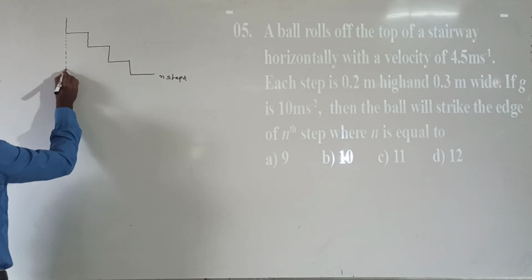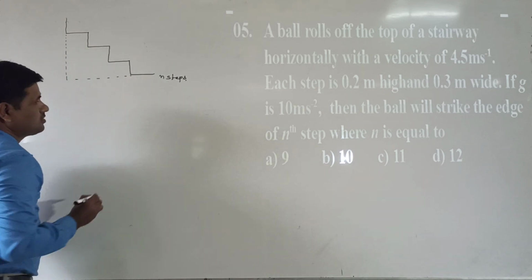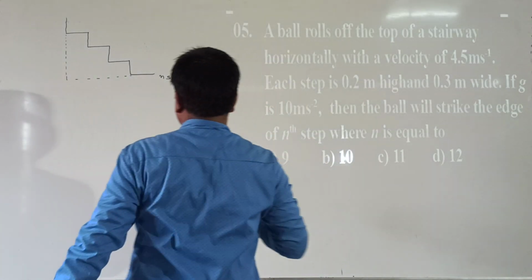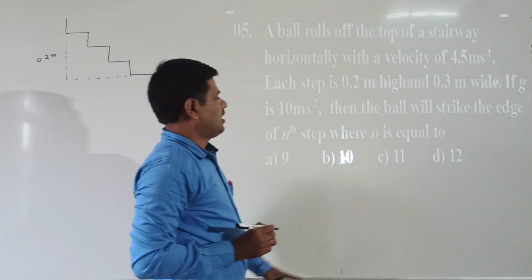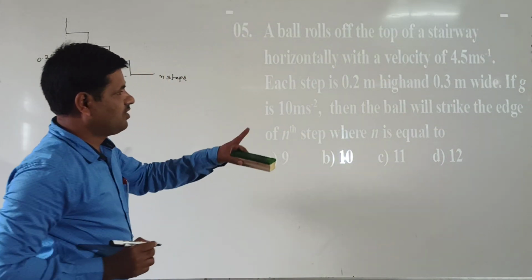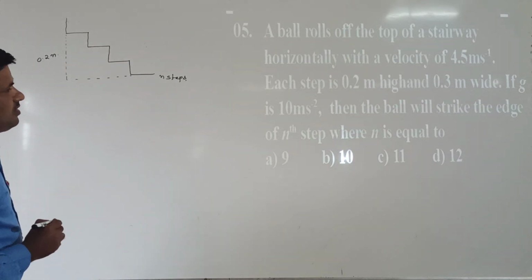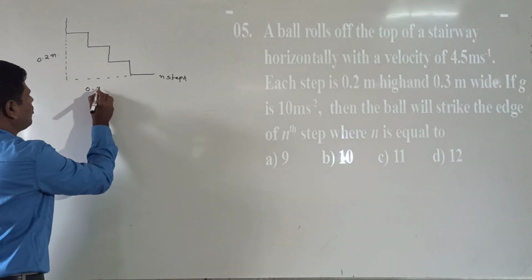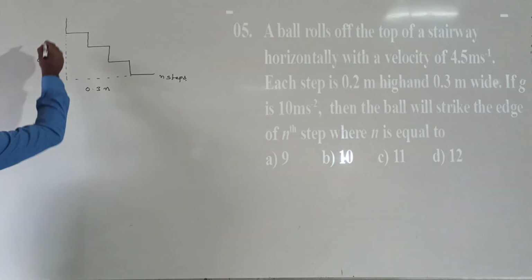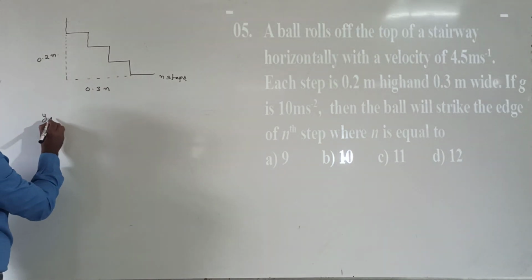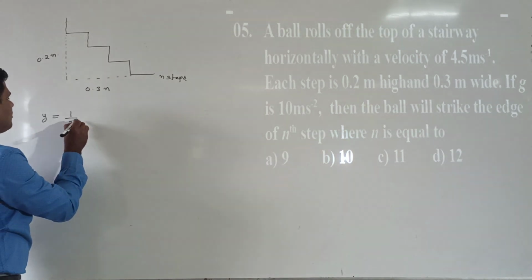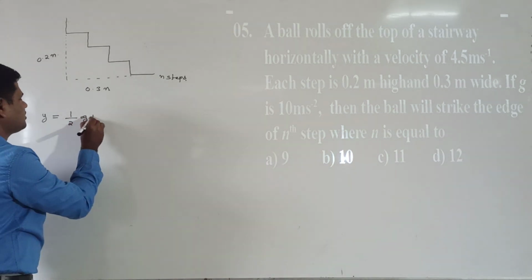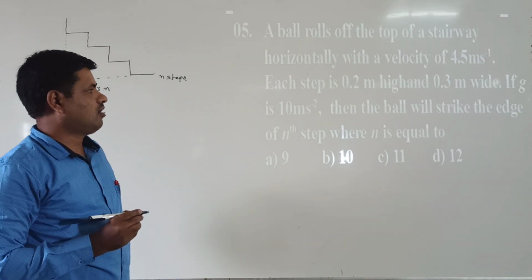Now each step has a height of 0.2. For n steps, the total height is 0.2 n. Another one is the width of the n steps. Each step width is 0.3, so the n step width is 0.3 into n. Now this is the vertical distance, this is the horizontal distance. The vertical distance traveled by the ball can be written as Y is equal to half into g t square.